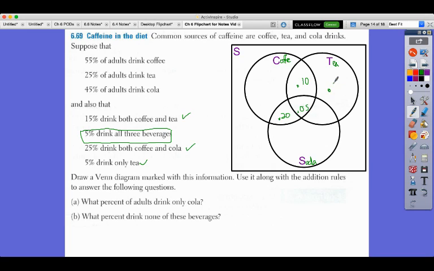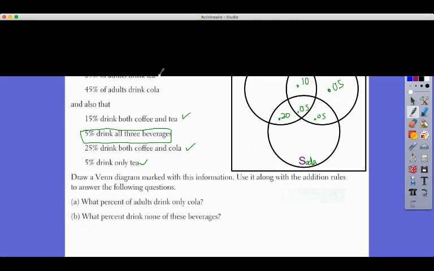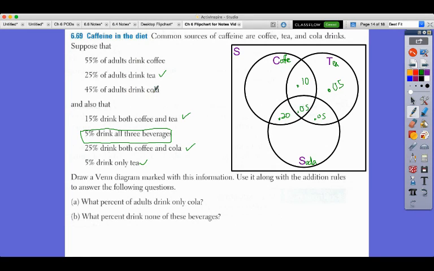5% drink only tea. That one I can do. That's the only tea out here. And then we can say, oh, this one is only missing 1. So if I know the total of tea is 25 and we have 5, 10, 20, this must be the last 5. Cool. 45% drink soda. So there's 20, 30, 15 more will make 45. 55 drink coffee. We have 20, 30, 5. So we need 20% more to get up to 55.